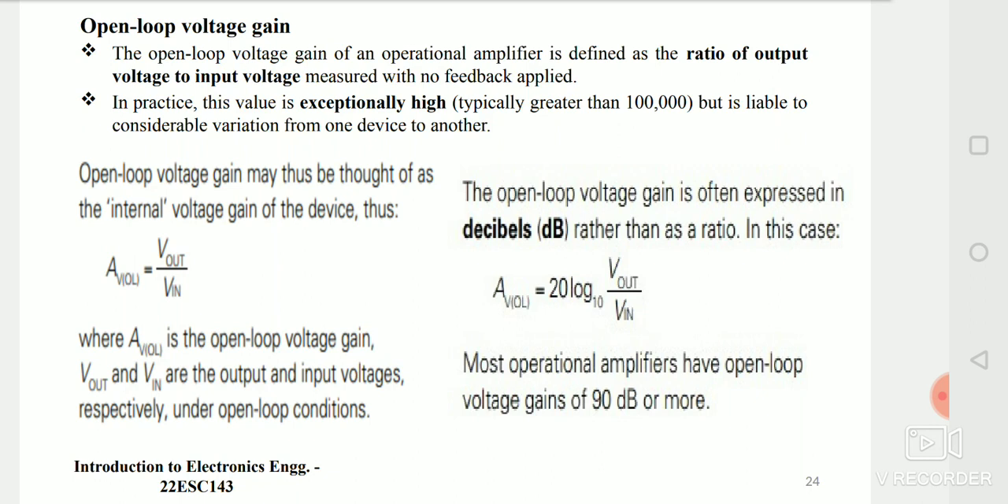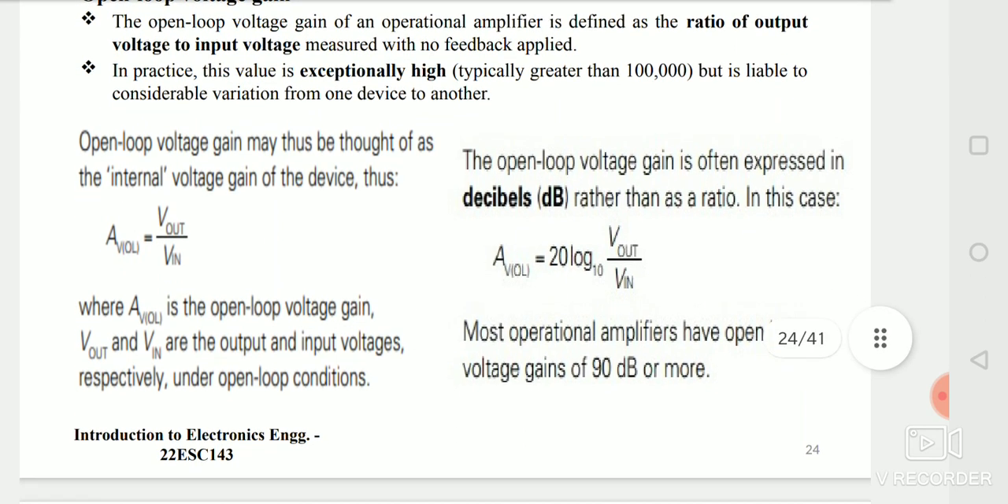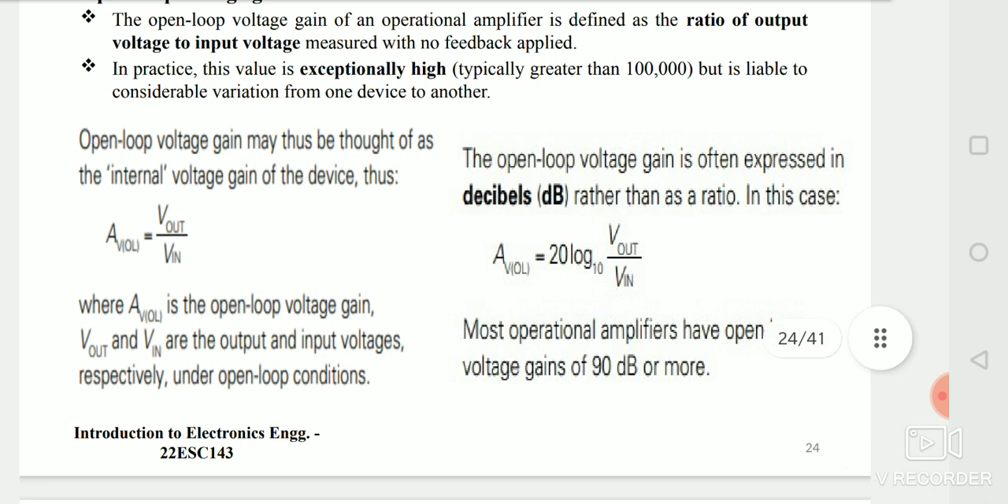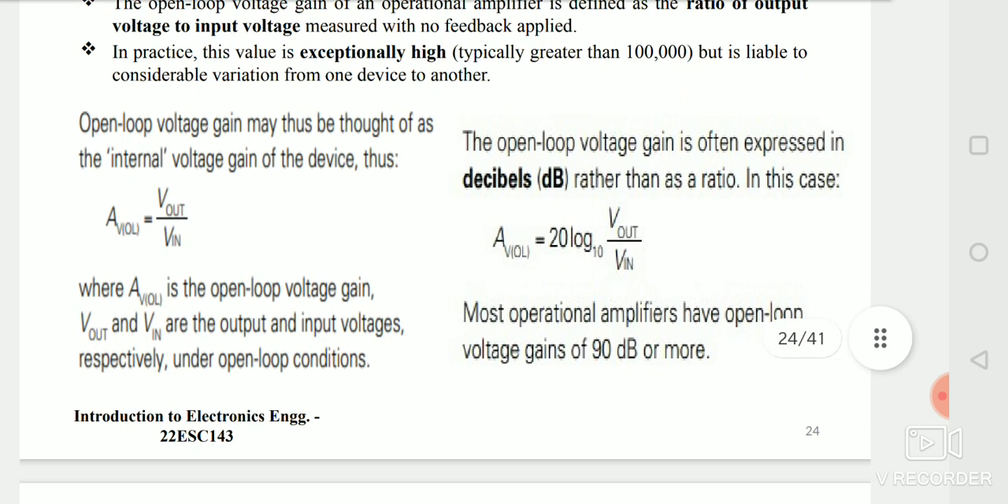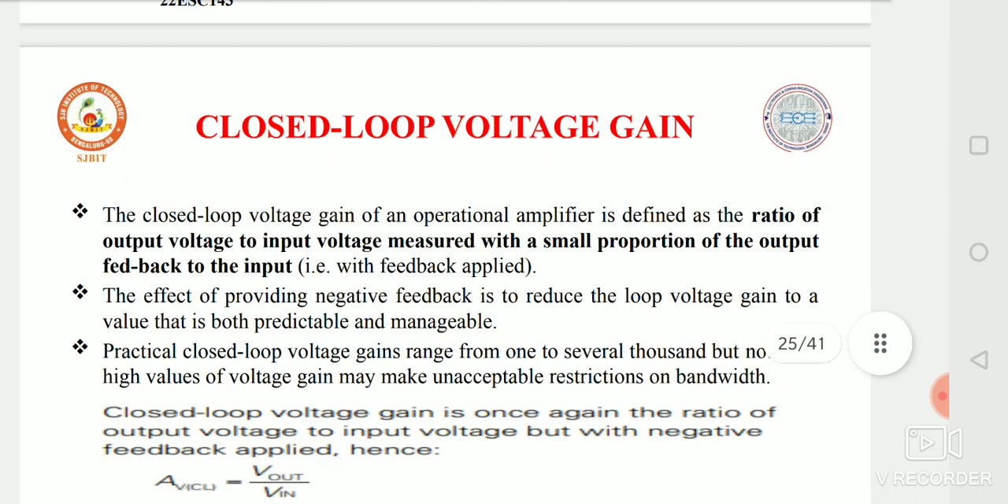So open loop voltage gain may thus be often called the integral voltage gain of the device, that is output divided by input. The gain of an amplifier is always expressed in decibels, that is dB, which will be 20 log V out by V in. Most operational amplifiers have an open loop voltage gain of 90 dB as well as more.